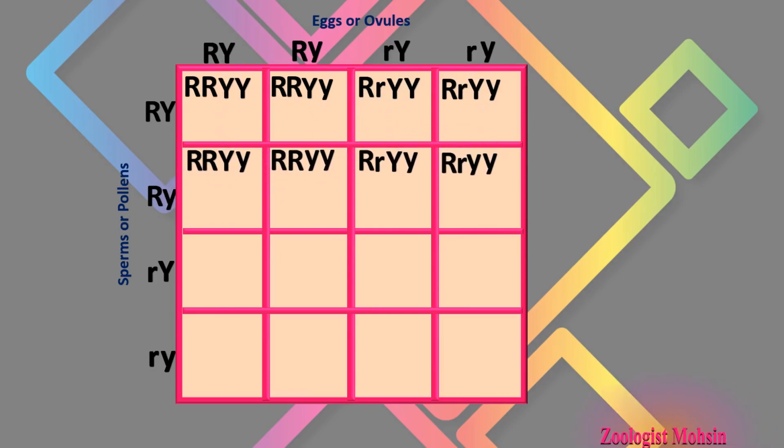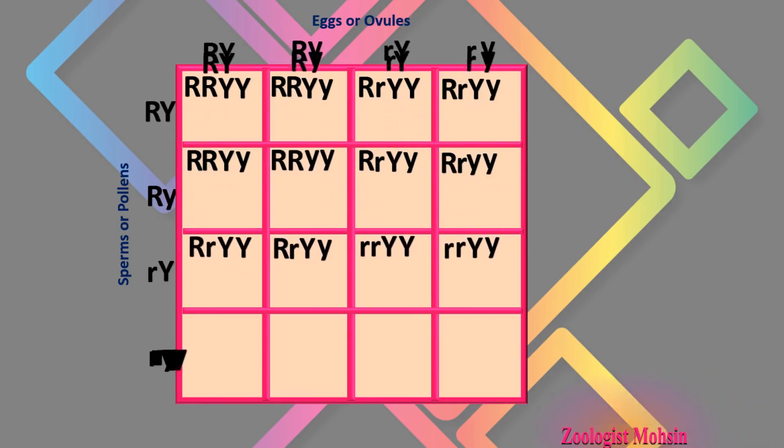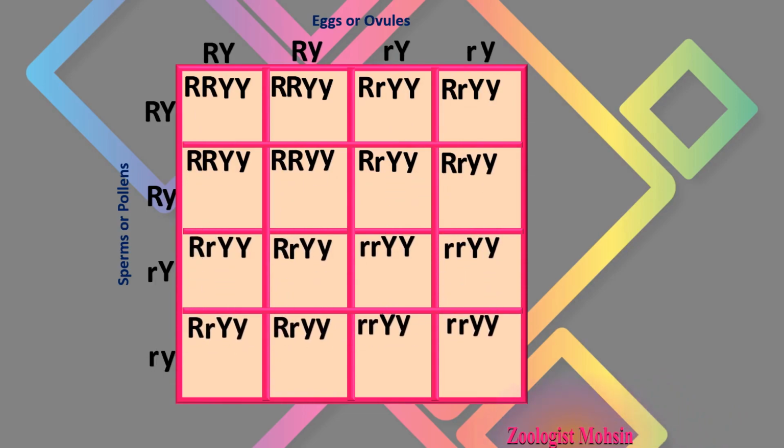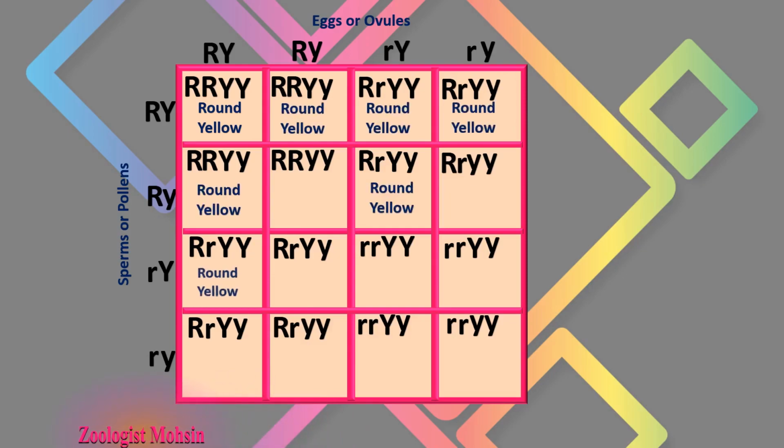So let's move faster and draw all these possible combinations and fill the checkerboard completely. Now we have a complete checkerboard, and because we have taken 2 alleles, our checkerboard is larger, and there are 16 possible combinations of the future generation. Let's jot down the round yellow ones in the table. All these are round yellow because they have capital R, and capital R is dominant, so all the seeds having capital R will be round, and having capital Y will be yellow, because capital Y is for yellow color and small y is for green color.